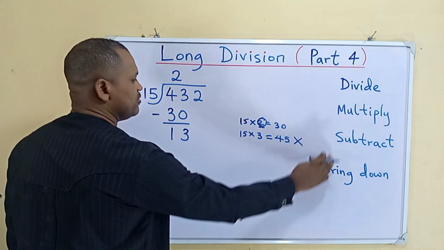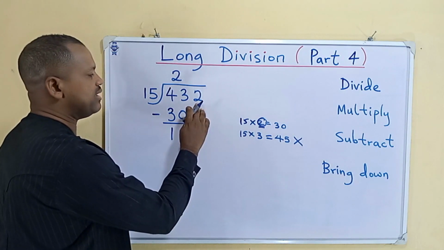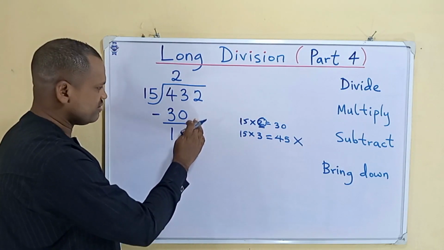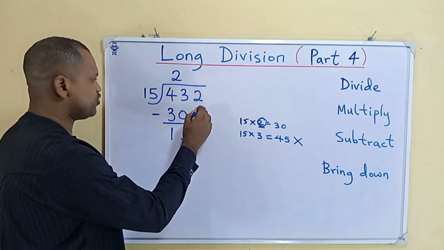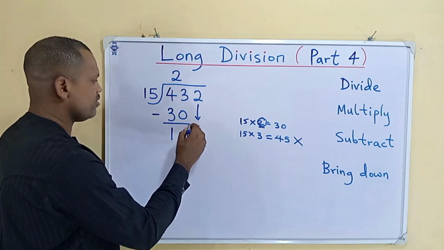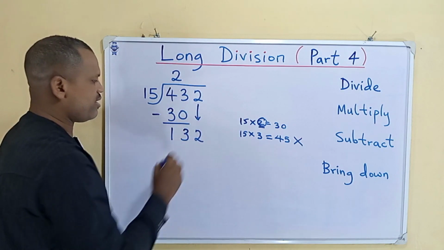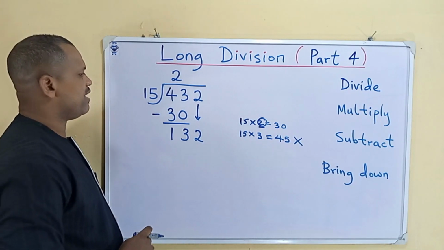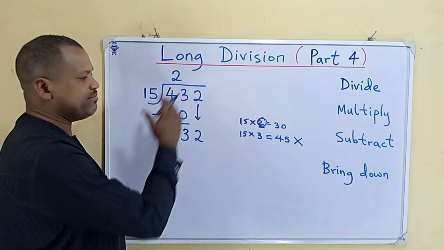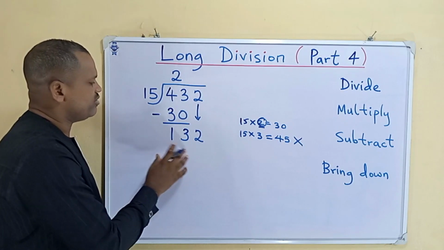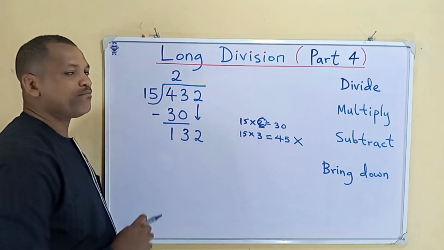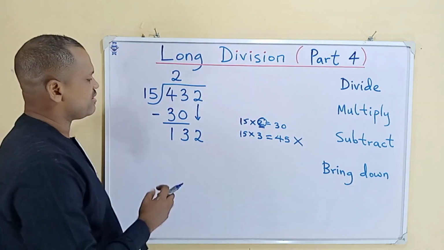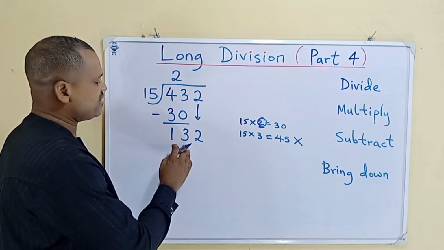After subtraction, you bring down the next digit. So this 2 will come down here, and we have 132. Now you repeat the same process. So you divide this by 15. How many 15s can you pull out of 132?